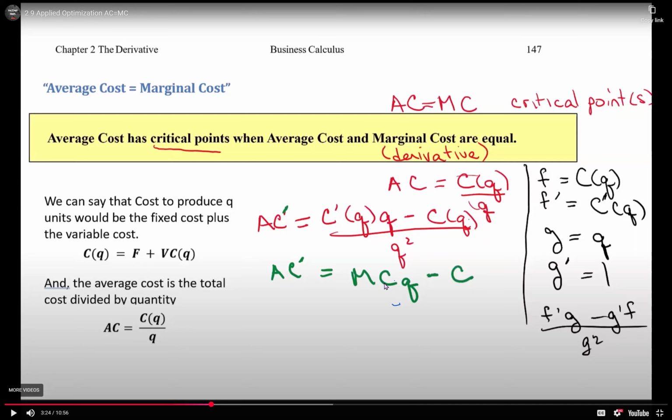Okay. That's why I was saying I didn't understand how AC prime Q became MC. Cool. Now you do. It says that the marginal cost we know is the derivative of the cost. We took the average cost, we found the derivative, and now we're turning it into, okay, well, this is the derivative of the cost. Well, that's the marginal cost times Q.